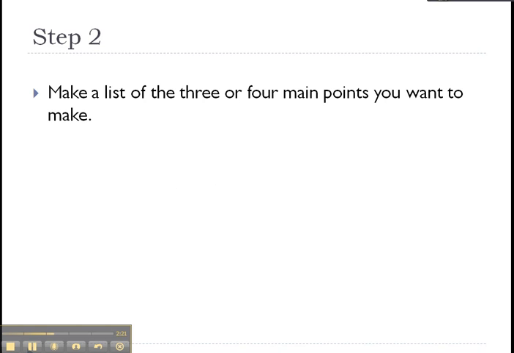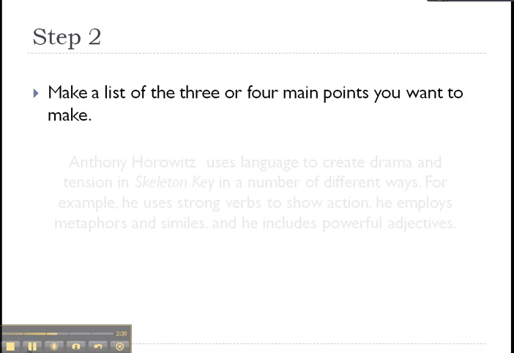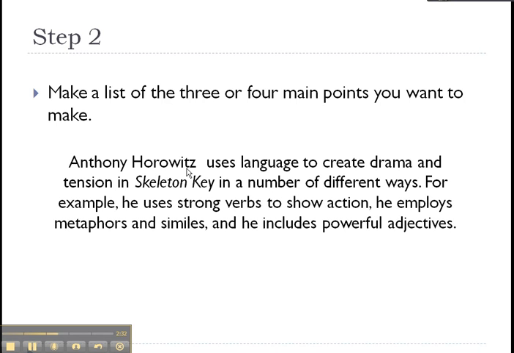So that's step one. Step two is then in your second sentence to make a list of the 3 or 4 points you want to make. So you have to have thought about this beforehand and planned it. Right, if we carry on with Horowitz then. So there's our first sentence, the same. For example, he uses strong verbs to show action. He employs metaphors and similes. And he includes powerful adjectives.